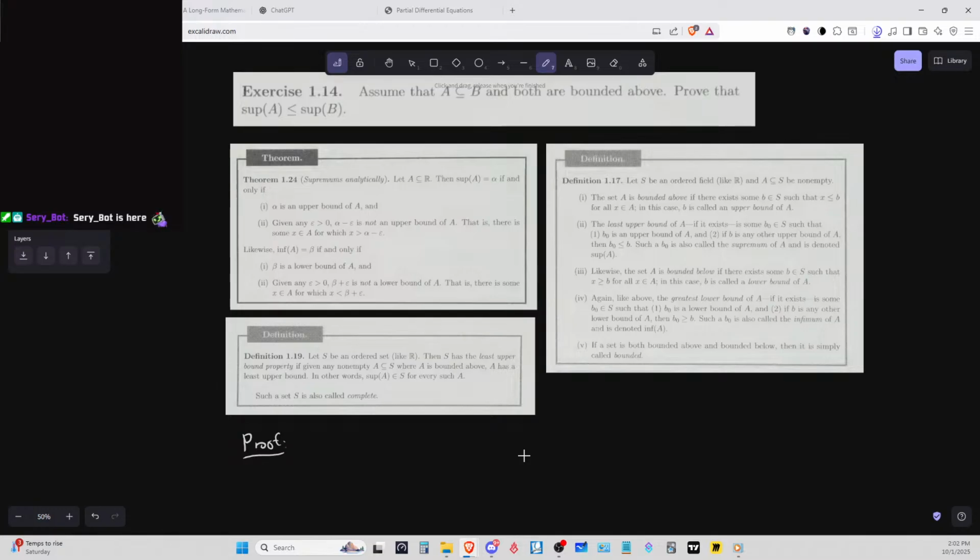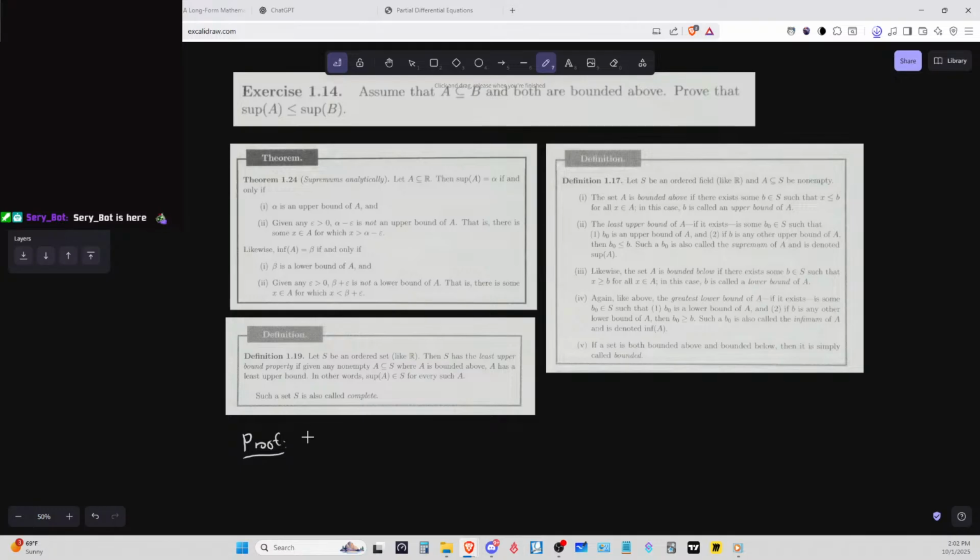So let's see. We were working on this question last time. Assume that A is a subset of B and both are bounded above. Prove that the supremum of A is less than or equal to the supremum of B. I did try to work on this a little bit last night after stream. I did take a peek at the solution thanks to ChatGPT, so I'm just trying my best to remember exactly how to set this up.